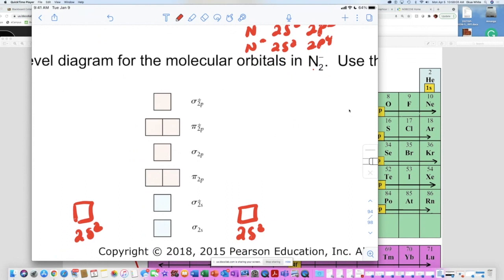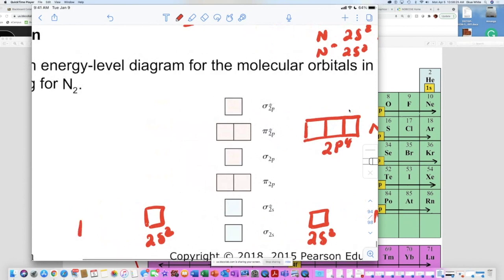So let me make the nitrogen on the right the one that has the extra charge. So this N minus. When we get to the 2p level, this will be the one that has the extra electron. So it'll be 2p4. This would be the regular N.